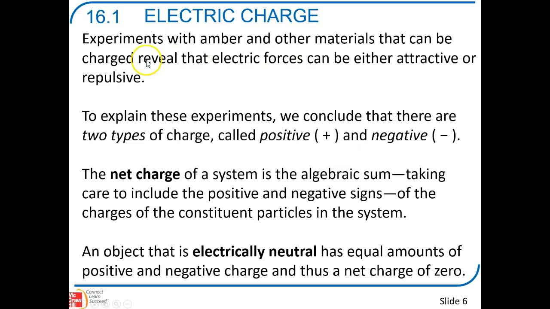Whenever they do experiments with amber and other materials, when you charge things, you'll find out that those two things that you charge can either be attractive or they can be repulsive. So to explain a lot of the experiments that they've done, we've been able to conclude there are a couple different types of charge. There's either positive and negative.